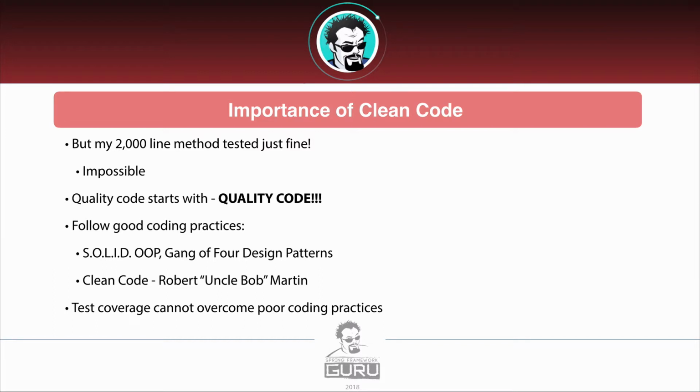Like a method shouldn't be more than a screen full. So if you're stringing together more than a screen full of code, you're probably doing too much in that single method. So just little rules of thumb like that, very pragmatic stuff. It's an absolutely great book. If you're a newer developer, I cannot recommend that book enough. So my final bullet point there is test coverage cannot overcome poor coding practices. So think about going back up to that 2,000 line method, allegedly tested just fine. No, you cannot write a unit test that's going to cover everything there.